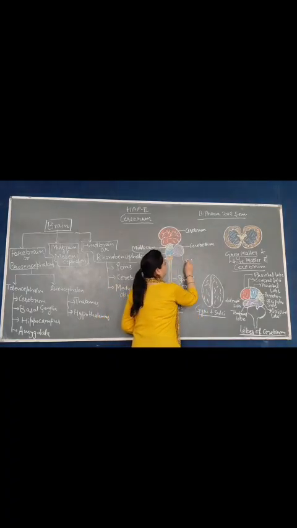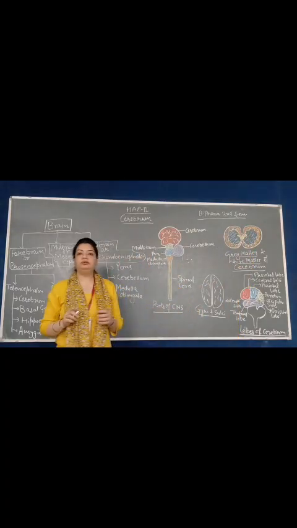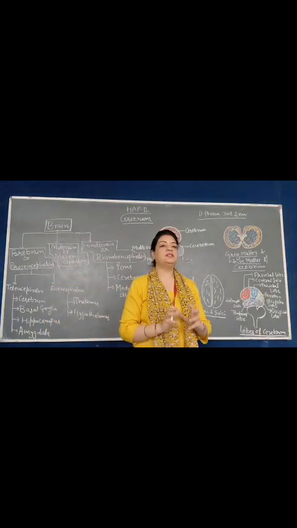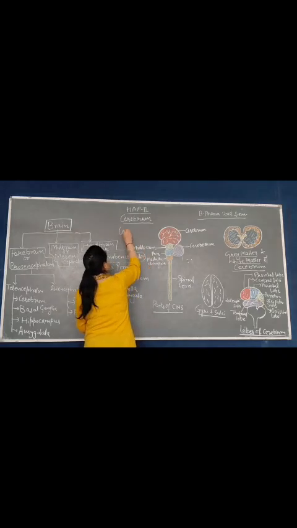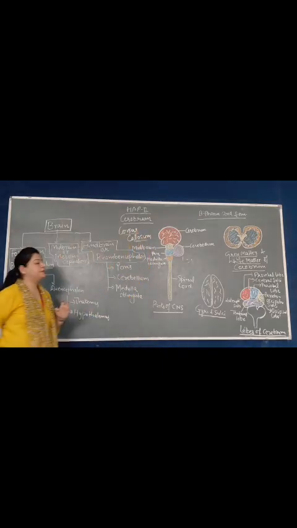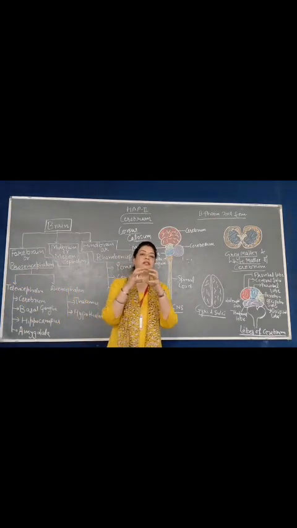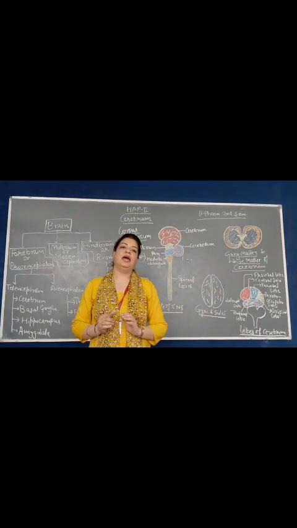Although they are divided by the longitudinal fissure, internally these two hemispheres are connected by a bundle of nerve fibers known as the corpus callosum. So this corpus callosum is the bundle of nerve fibers which internally connects the right cerebral hemisphere and the left cerebral hemisphere.